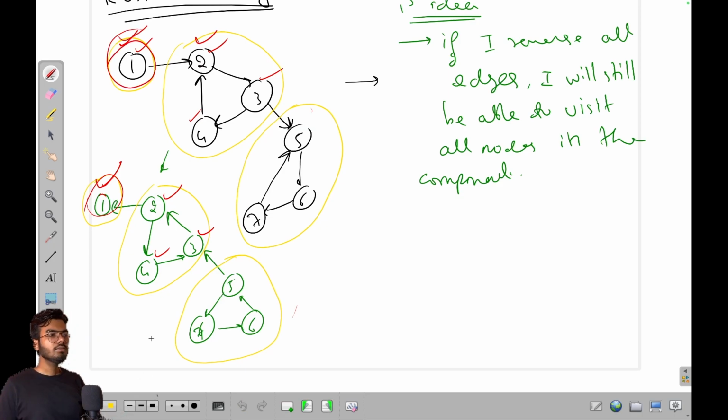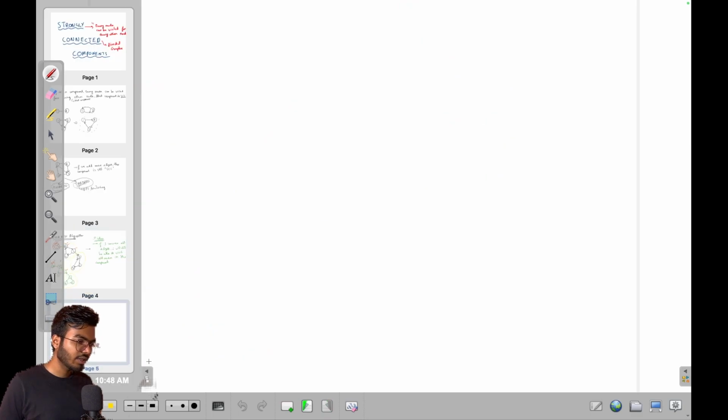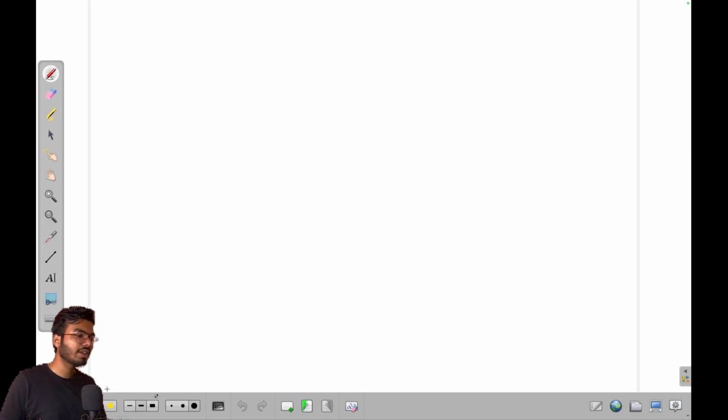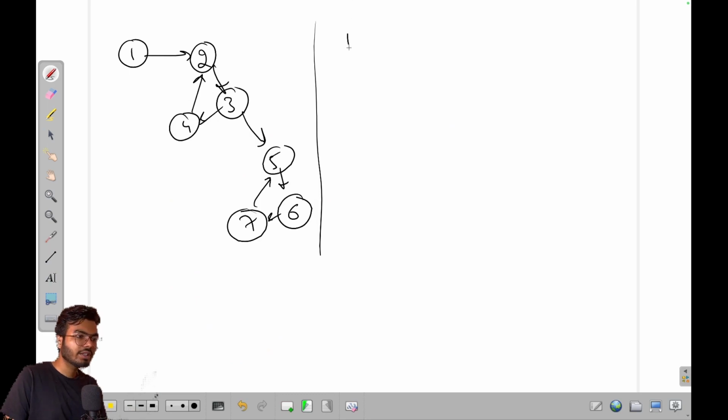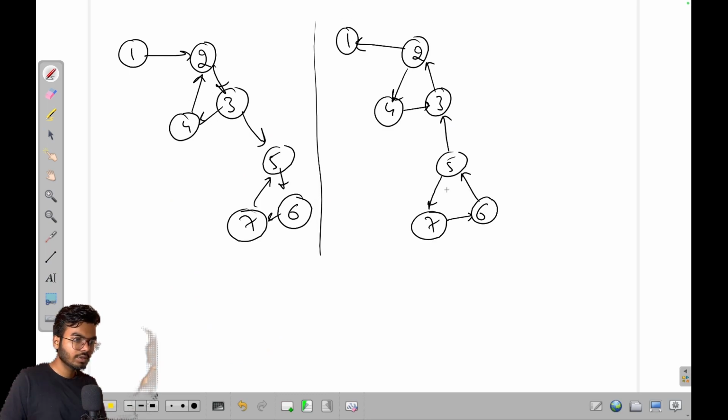Okay, so now that you know the basic idea, your question should be, will this always work if I start from any node, right? So let me give you a counter example. It won't actually work if you start from any of the nodes. So let me make a graph. So we have something like 1, 2, 3. Let's also make a reverse graph. So we have 1.